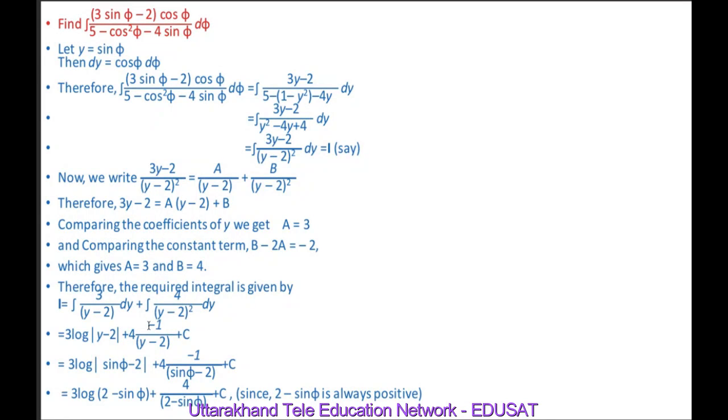If you substitute y equal to sin phi back, it will be 3 log of (sin phi minus 2) plus 4 into minus 1 upon (sin phi minus 2) plus c. If you write 2 minus sin phi, take minus common, so it will become plus: 4 upon 2 minus sin phi. We know that the value of sin phi lies between minus 1 and 1. So 2 minus sin phi is always positive. So instead of modulus sign, I have written 3 log (2 minus sin phi) plus 4 upon (2 minus sin phi) plus c.